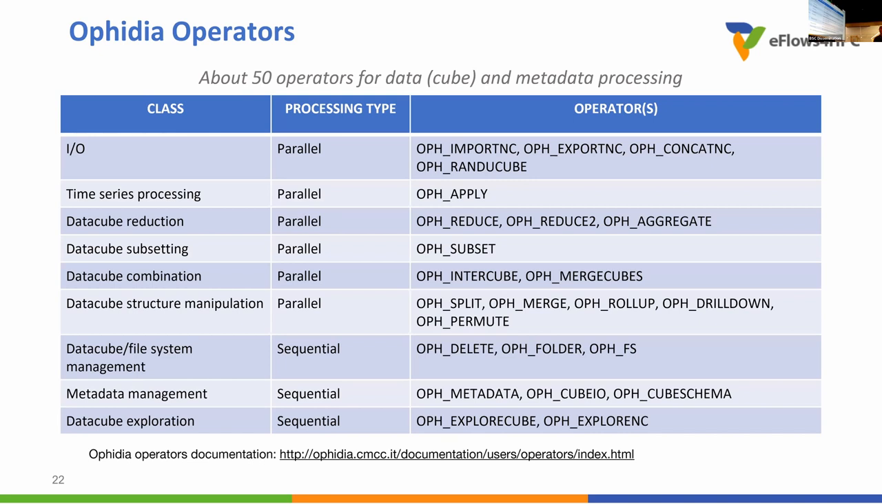This slide shows a table of some of the operators which are provided by the system. There are more than 50 operators for both data and metadata processing, and these are classified according to the main type of processing. There are different operators for IO operations like import and export, and the main data format supported is NetCDF, which is very common in the scientific domains. It also provides a set of time series processing, reduction, subsetting, and other operators for metadata management, data exploration and datacube management. And for more interest, there's a link at the bottom of the slide that shows the full set of operators currently provided by the system.